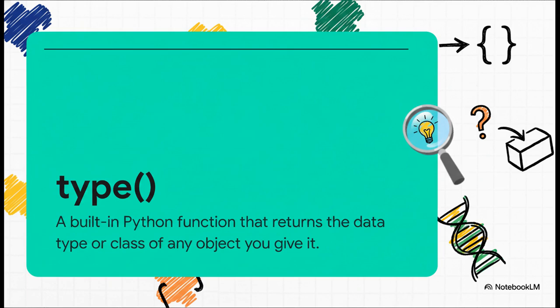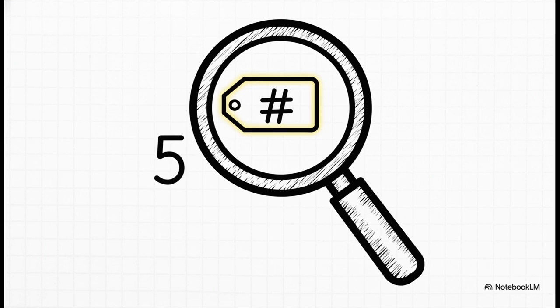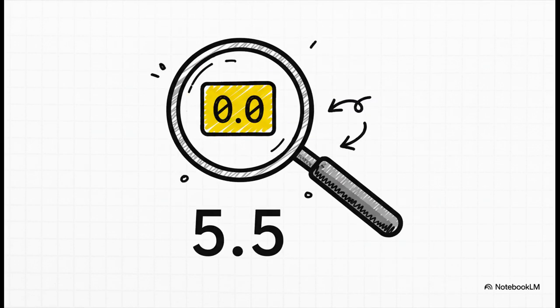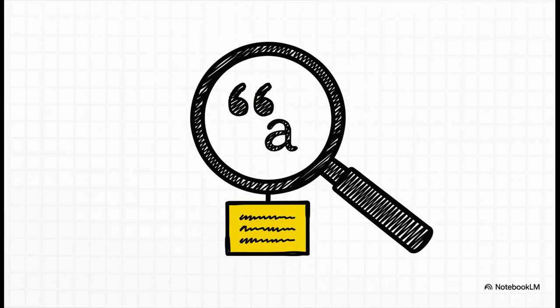Type knows. For instance, if you give it a whole number like 5, boom, it comes back and tells you it's a class int, which is short for integer. If you give it a number with a decimal point, yep, it correctly identifies it as a float. And, as you probably guessed, anything in quotes is a string, or str. It's a super fast and easy way to inspect your variables, especially when you're trying to hunt down a bug.